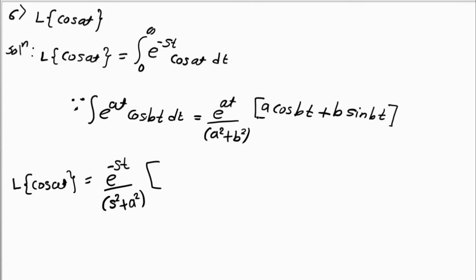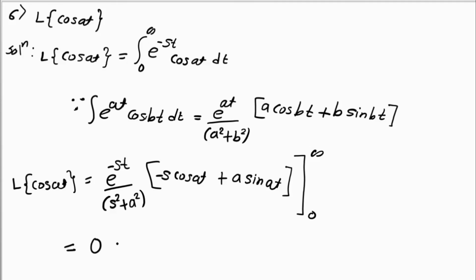So here a, that is minus s cos at plus a sin at, and limit is 0 to infinity. Now again for upper limit, this whole term is 0 minus of lower limit. So lower limit is e raised to the power 0 is 1. So it is 1 upon s square plus a square.